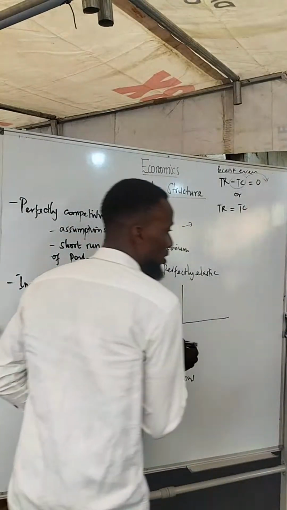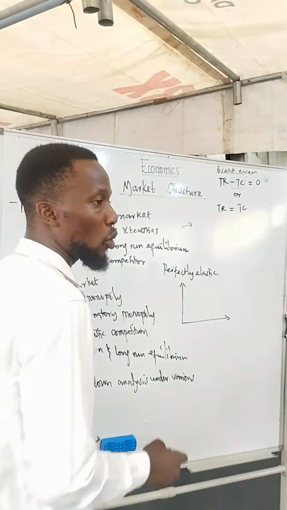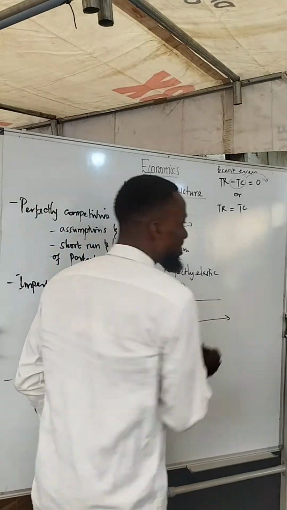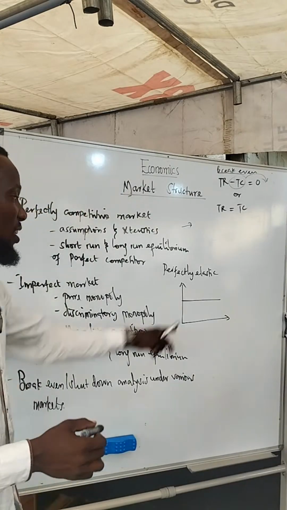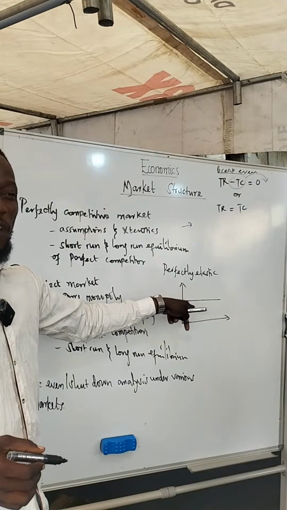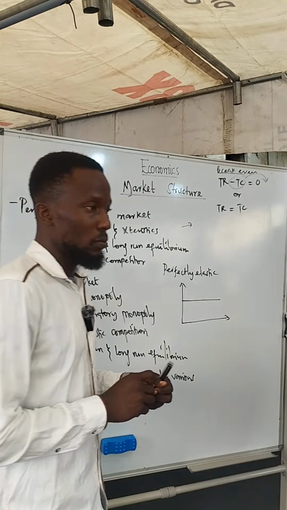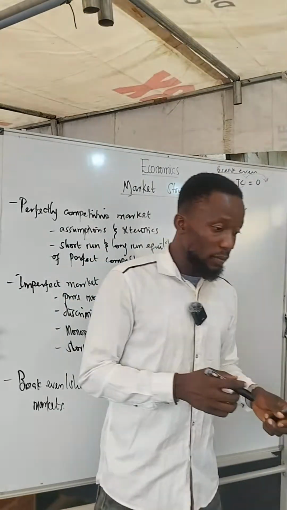It means it is like this. Look at the demand curve facing an individual firm in a perfectly competitive market. It is a horizontal demand curve. This demand curve shows a perfectly elastic demand curve. Is that taken?